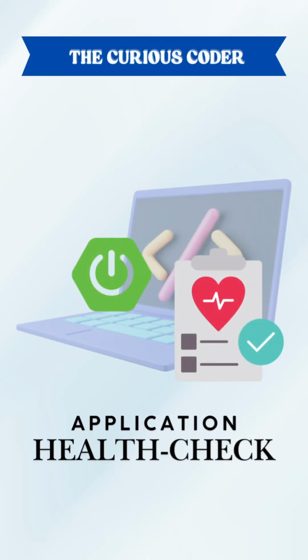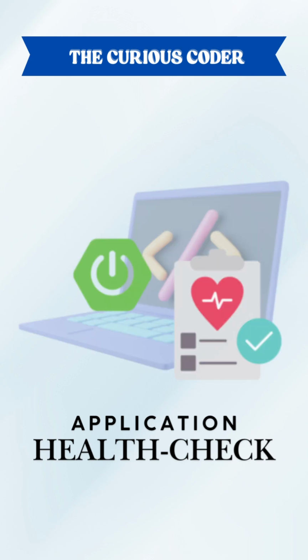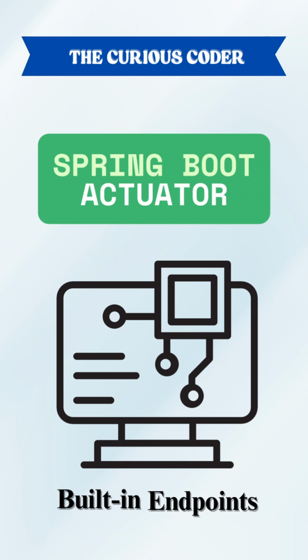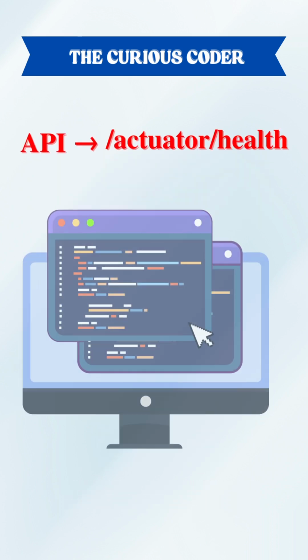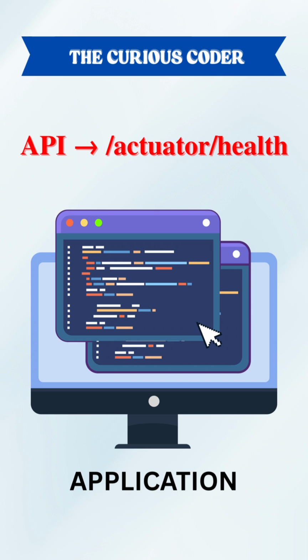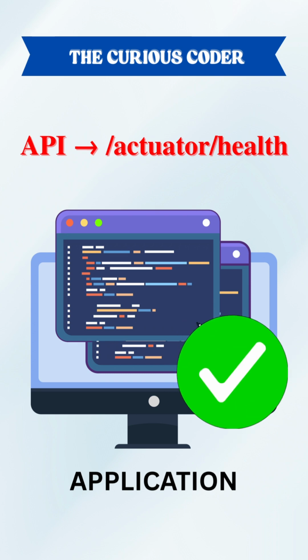Want to monitor your Spring Boot application's health in real time? Spring Boot Actuator makes that possible by exposing built-in endpoints that give insights into your app's internals. By default, it exposes /actuator/health, a quick way to check if your application is up and running.